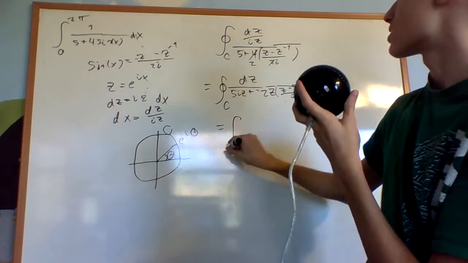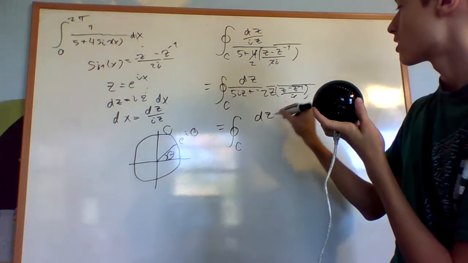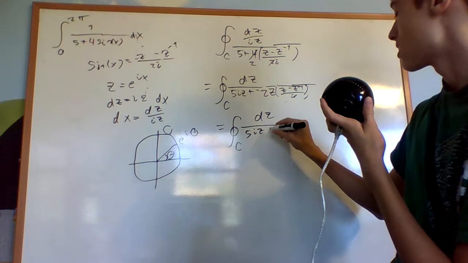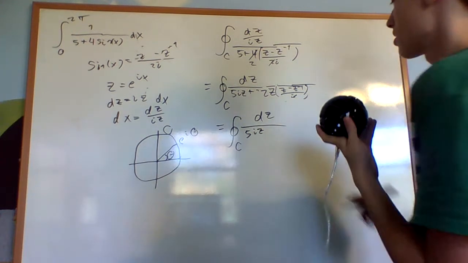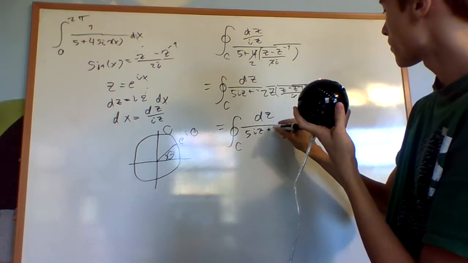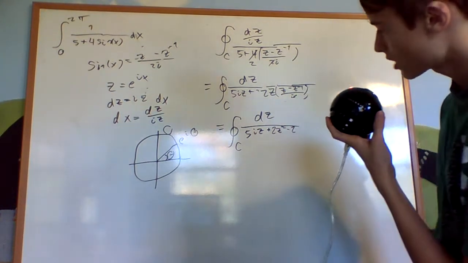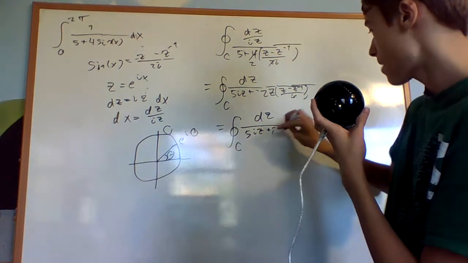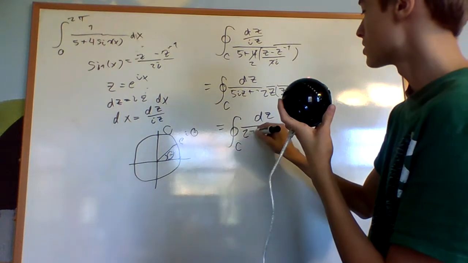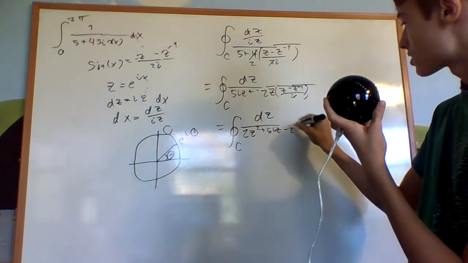So this gives us the integral along C of dz over 5iz plus, multiplying by 2z all the way through, 2z squared minus 2. I'm going to rewrite that denominator a little bit so that it's in standard form. I get 2z squared plus 5iz minus 2.